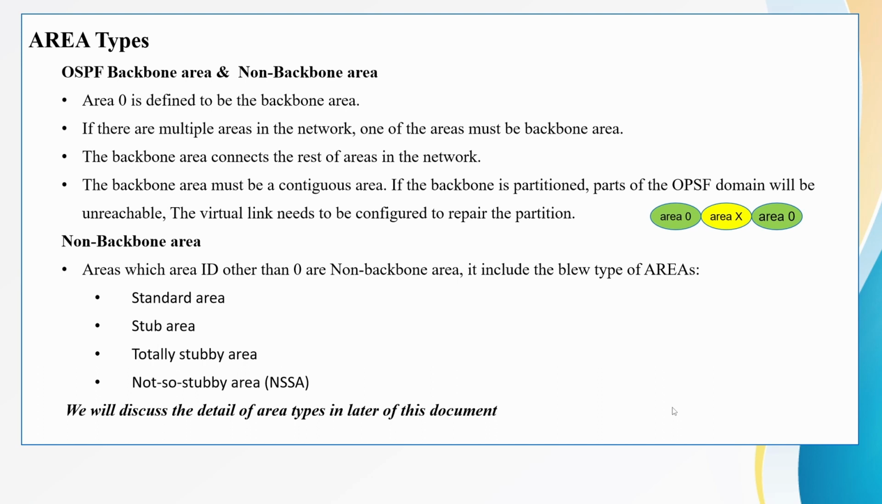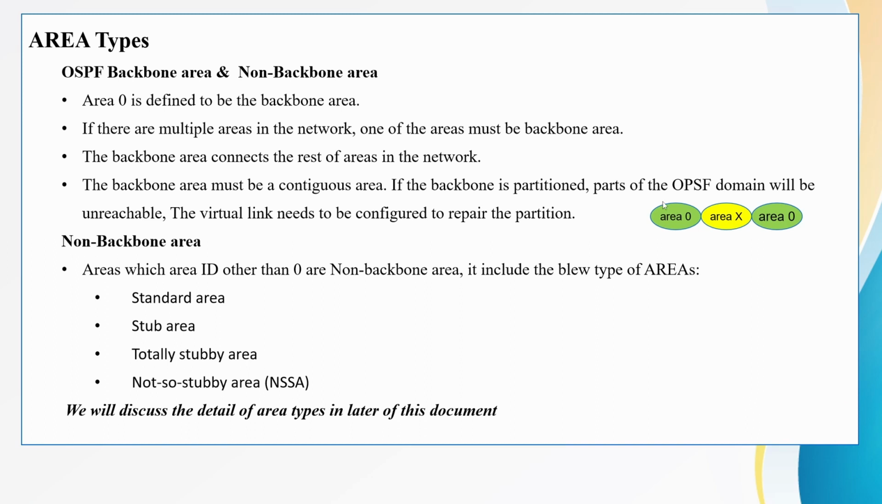Backbone area has some requirements. The first requirement: if there are multiple areas in the network, one of the areas must be the backbone area. The backbone area connects the rest of the areas in the network. The backbone area must be a contiguous area. If the backbone area is partitioned, part of the OSPF domain will be unreachable. So this needs a virtual link to be configured to repair these partitions.